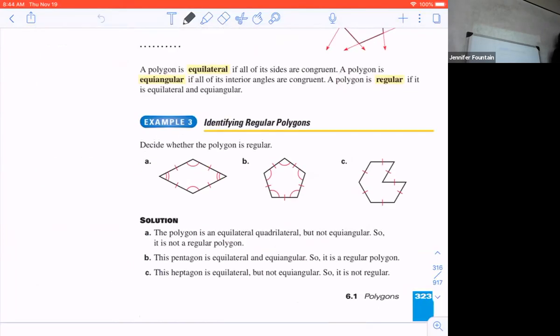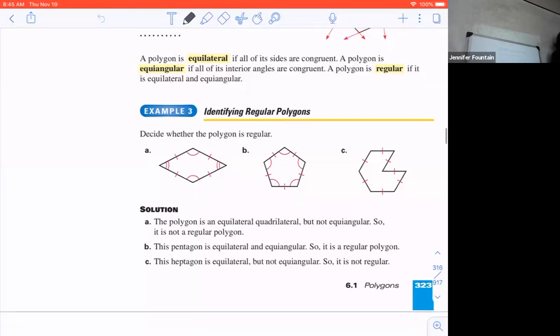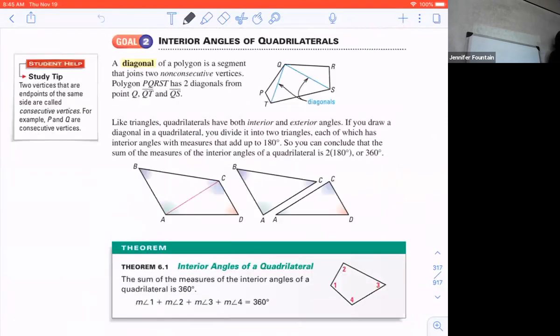We talked about an equilateral means that all sides are congruent. Equiangular means angles are congruent. So when we talk about a regular polygon, we are talking about a polygon that has all equal sides and all equal angles. So it is an equilateral, equiangular polygon, and that's what we call a regular polygon. And then we had just barely touched on interior angles.